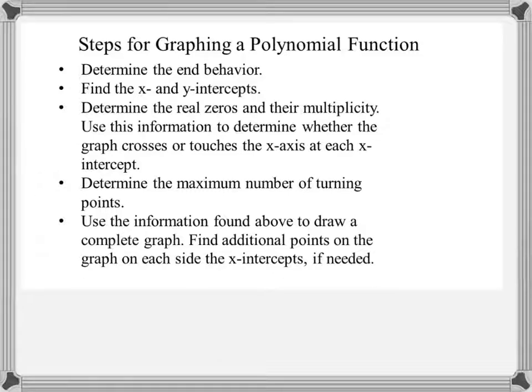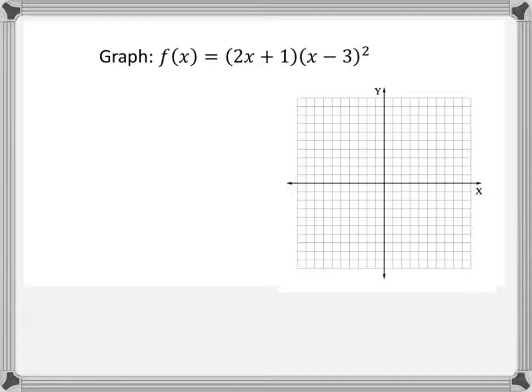We'll determine the maximum number of turning points, and we'll use all of this information to draw a complete graph. And if we need to, we'll find additional points on the graph on each side of the x-intercepts. So let's graph f of x equals (2x plus 1) times (x minus 3) quantity squared.